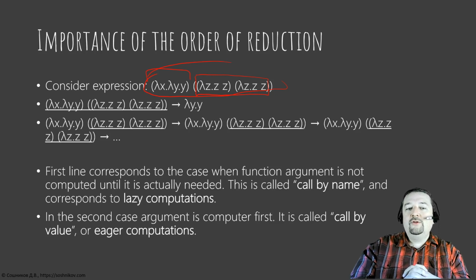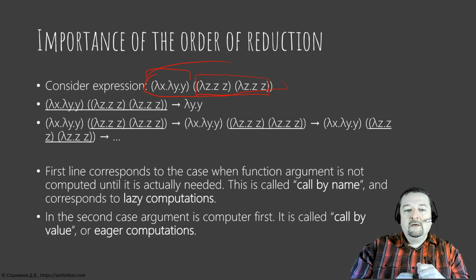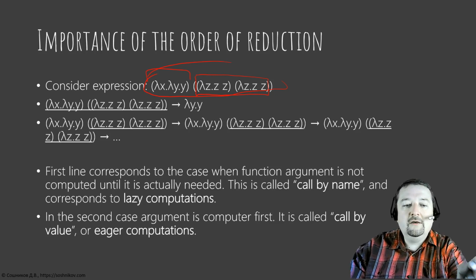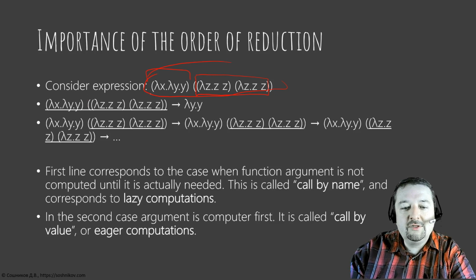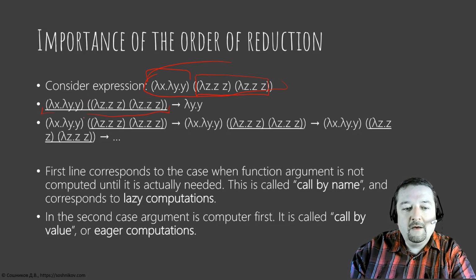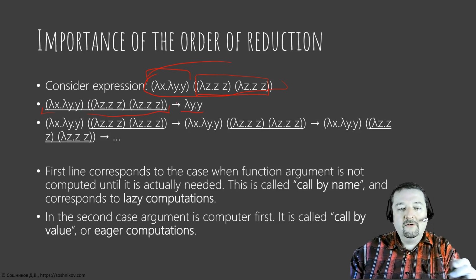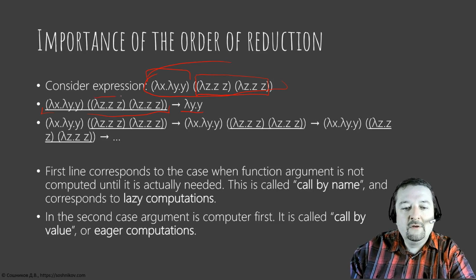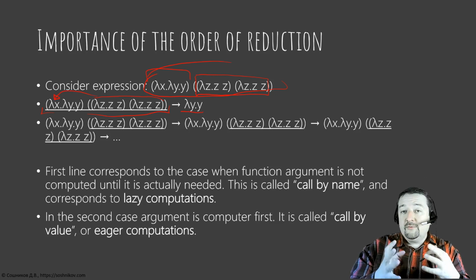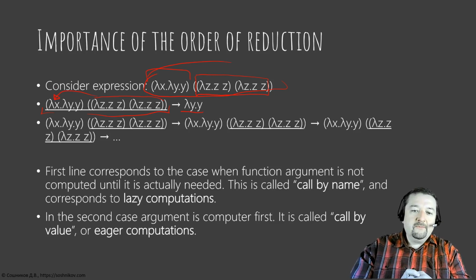So what happens if we start reducing the outermost redex? Outermost redex means that we do not reduce the inner expression, we take this whole expression and reduce it. If we do that, we end up with the expression lambda y, y, because to reduce this expression means to put this loopy term instead of variable x. And because variable x is not present at all, we just disregard it. So in one step we arrive at the final result, lambda y, y.